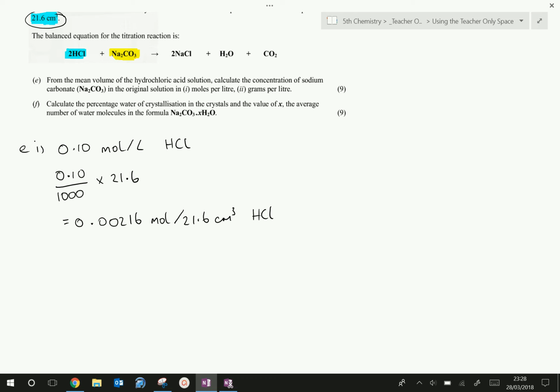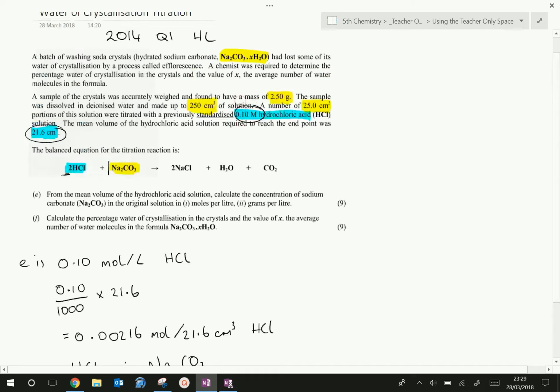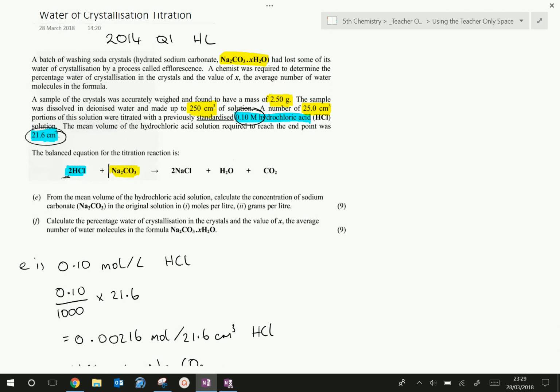So to do that I use my ratios from my balanced equation. So the ratio of HCl to sodium carbonate from above in the balanced equation is 2 to 1. So if I had 0.00216 moles of HCl, I had half as many moles of sodium carbonate, which is 0.00108 moles of sodium carbonate. But if I go back up to my information, I had that many moles of sodium carbonate in 25 mils of that solution.